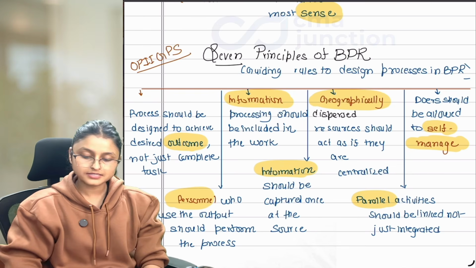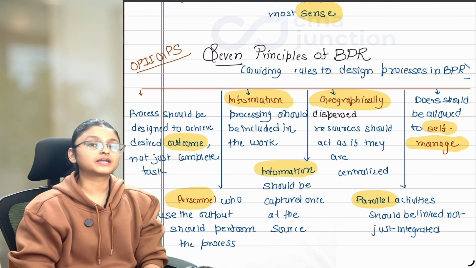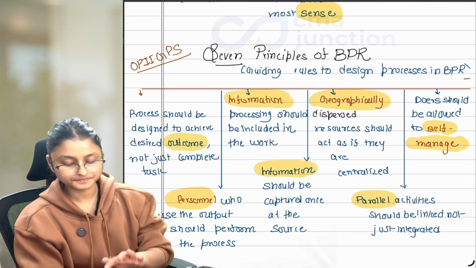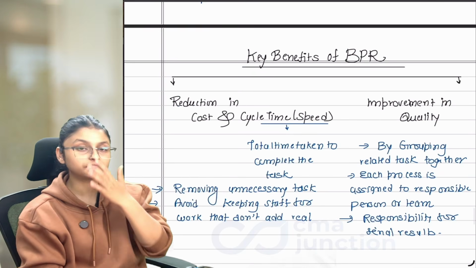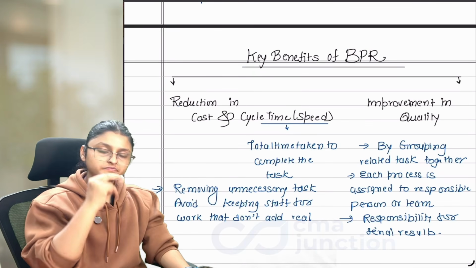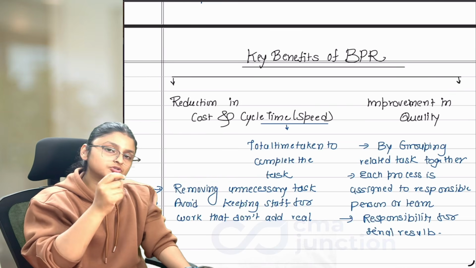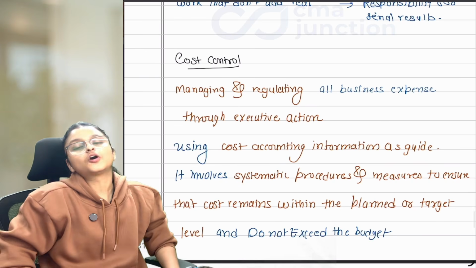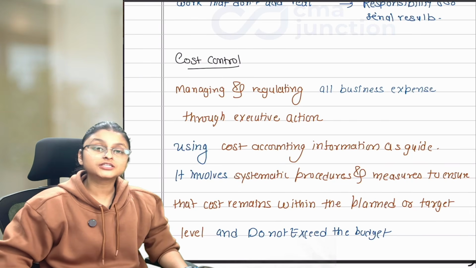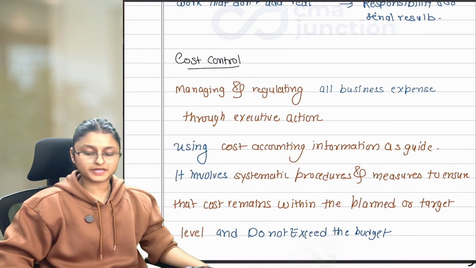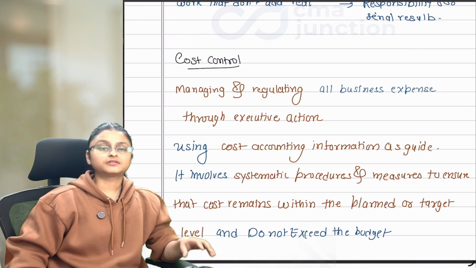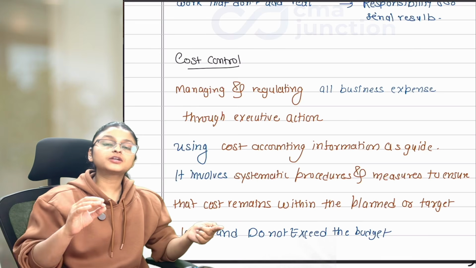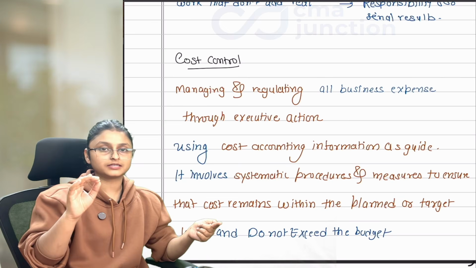And last S, doer should be allowed to self-manage, no need of worker to depend on managers for everything. Next, key benefits of BPR are cost should be reduced, cycle time should be reduced, and quality should be improved. Next comes cost control, that is managing and regulating all business expense through executive action. That means executives, our managers will take action wherever a cost has increased unnecessarily.